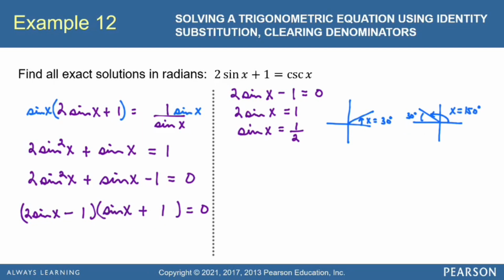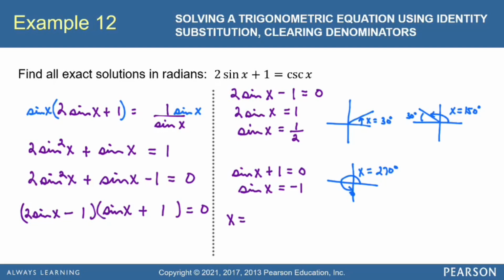For the second factor, if sine of x plus 1 equals 0, that means sine of x equals -1. So we're looking for any point on the unit circle where the y-coordinate equals -1, and that can only happen at 270 degrees. Now they did ask for all exact solutions in radians here, so we will translate each of these into radians as we go, and because they asked for all exact solutions, we know that we will have to add plus 2 pi n to the end of each principal solution.